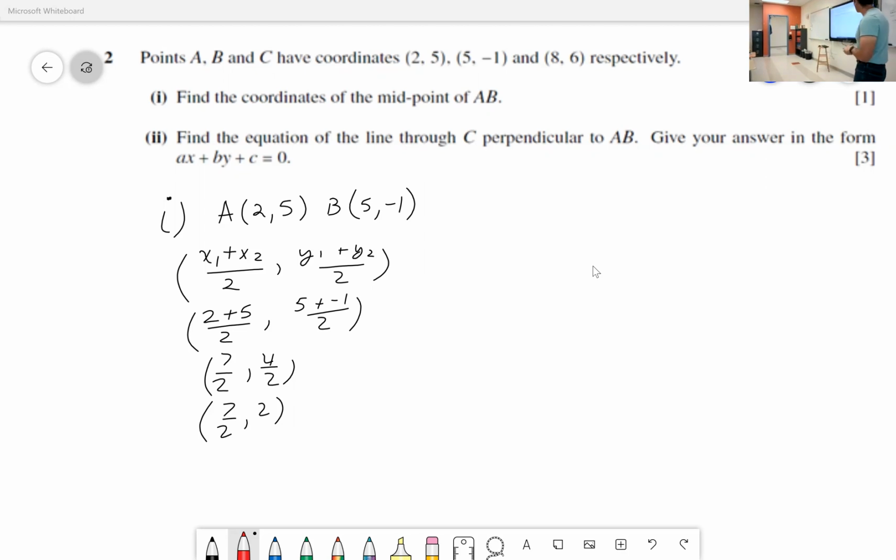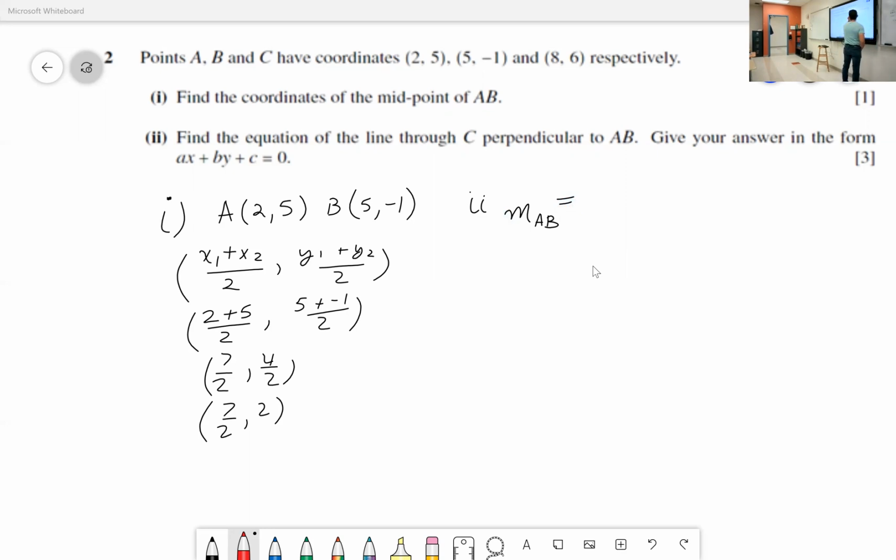And so this is find the equation of the line through C perpendicular to AB. Give your answer in the form of ax plus by plus c equals 0. See, there's enough space right here just to put it there. So find the equation of the line through C perpendicular to AB. So let's find first the slope of AB. Agreed? So we have AB here on the side. I'll just write m of AB. Maybe you should rewrite your points, but I'm not going to do that.